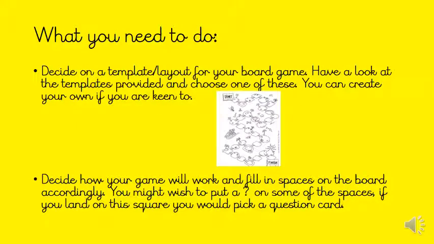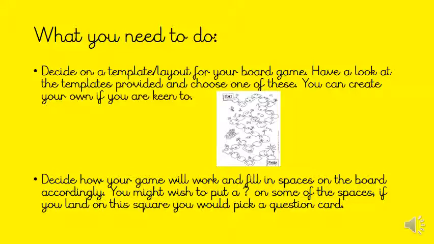So what you need to do first is decide on a template or layout for your board game. Maybe draw a quick design, a quick plan. Have a look now at the templates that I have provided on the Year 3 page. If you want to choose one of these, then you would need to either print it out if you can or draw your own version now. So start by thinking about and creating your initial template. You could just think of it as a plan for now rather than spending lots of time on that. Make sure you know what your game is going to look like.